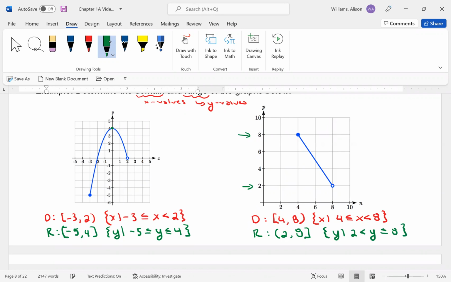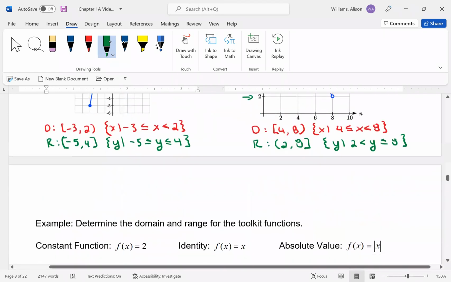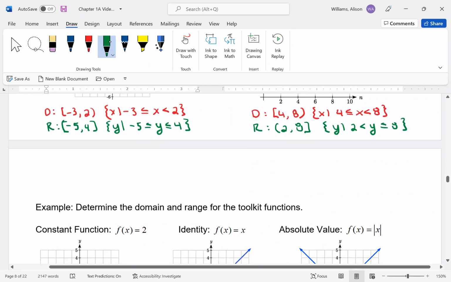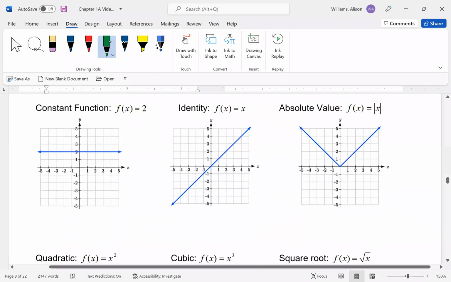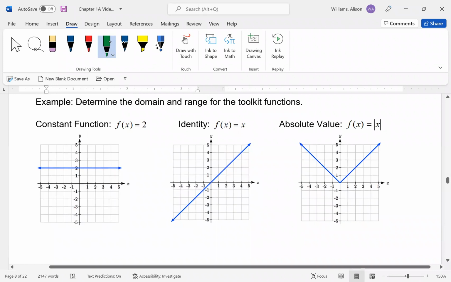All right. Now let's do the domain and range for all the toolkit functions. I'm going to just do interval notation for these. There's nothing wrong with both. I just want to focus on interval notation because it tends to be a little bit quicker. And then we'll go back and talk about the other later.